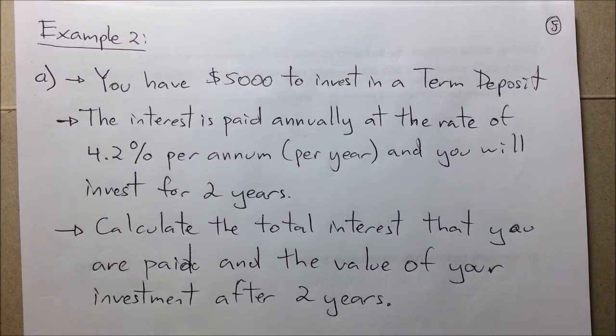Example 2: you have $5,000 to invest in a term deposit. The interest is paid annually at the rate of 4.2% per annum per year, and you will invest for 2 years. Calculate the total interest that you are paid and the value of your investment after 2 years.